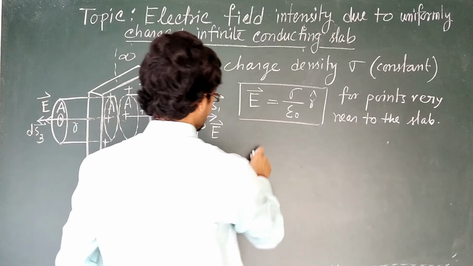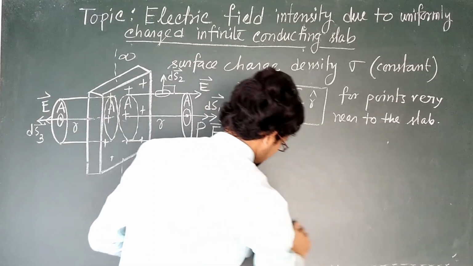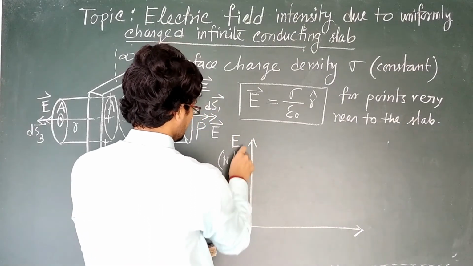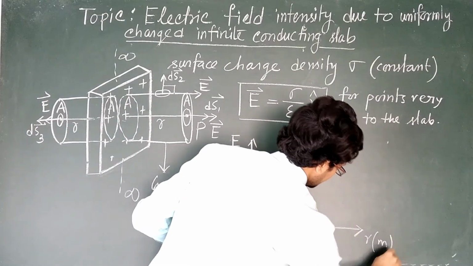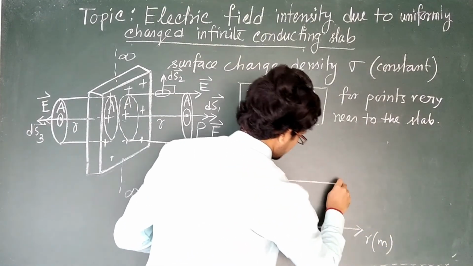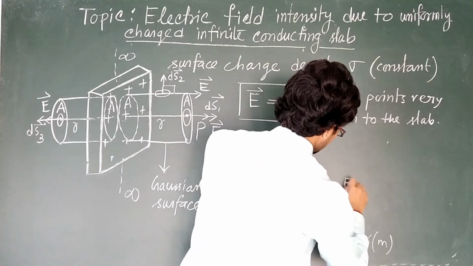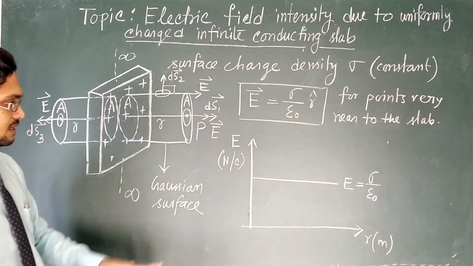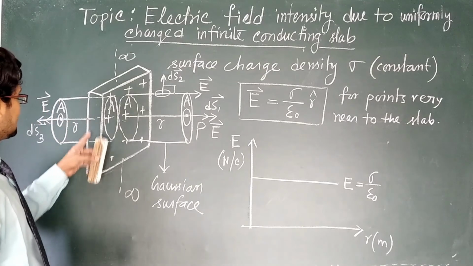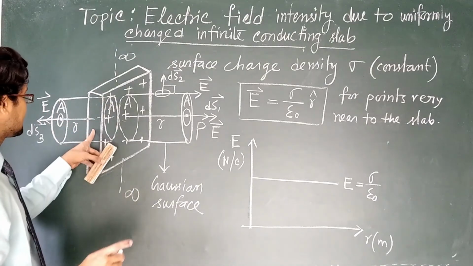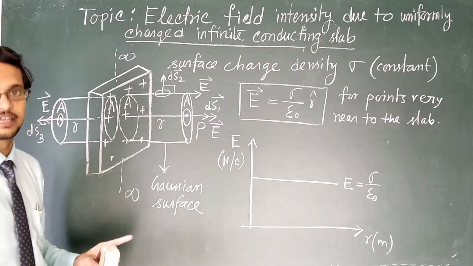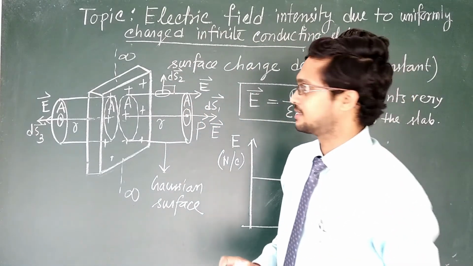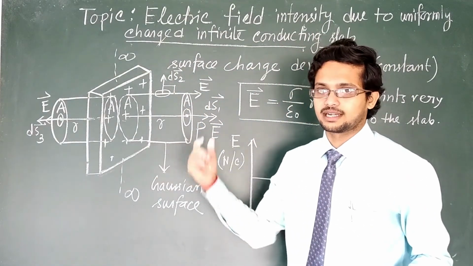Again, there is no variation of electric field intensity with r, so the graph will look like this: this is E in Newton per coulomb, this is distance in meter, and it will look constant, and this represents E equal to sigma by epsilon 0. This is the proper graph. Now as it is a conductor, there is no charge inside the slab, that means no electric field inside the slab. Only electric field intensity will be outside the slab.